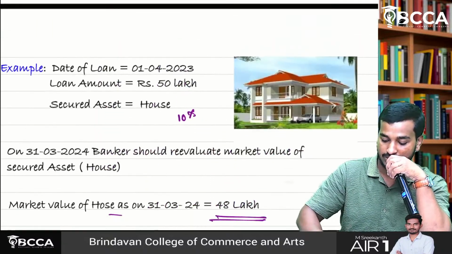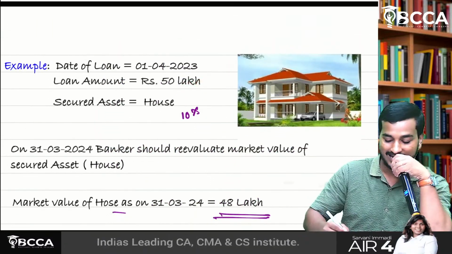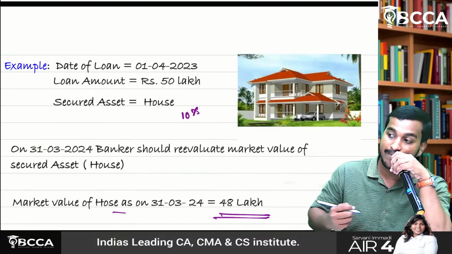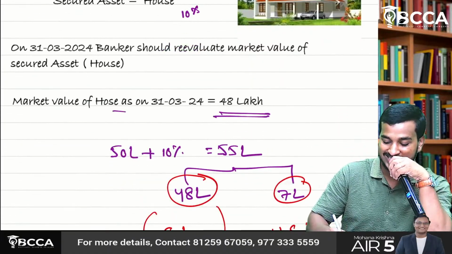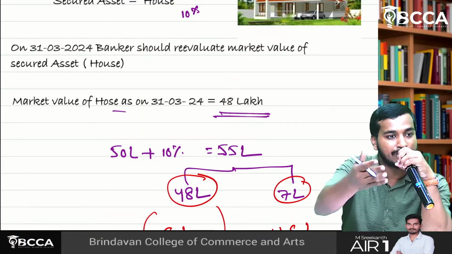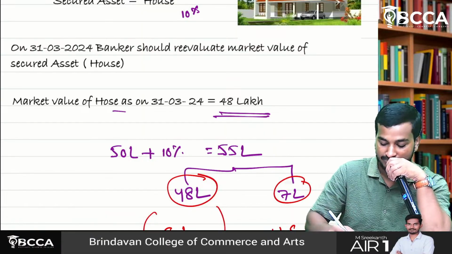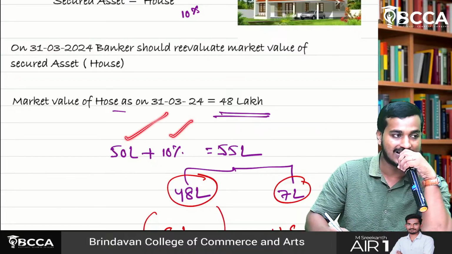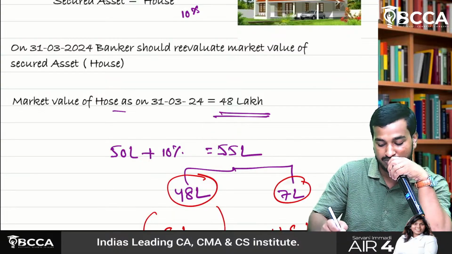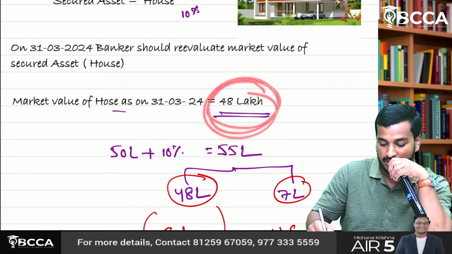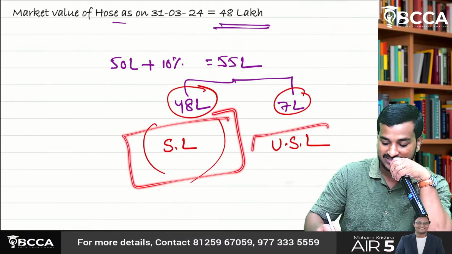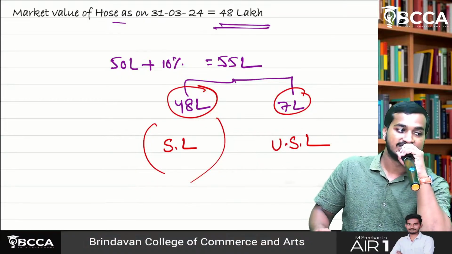Please listen one more time. Loan amount is 50 lakh, interest rate 10%, security is a house. What happened on the balance sheet date? House value is reduced to 48 lakhs. So think you are a banker. How much is receivable from the customer? 50 lakh principal amount, 5 lakh interest. In total how much receivable? 55. Out of 55 lakh, how much can you recover from that house? 48 lakh is called secured loan. 7 lakh is called unsecured loan.